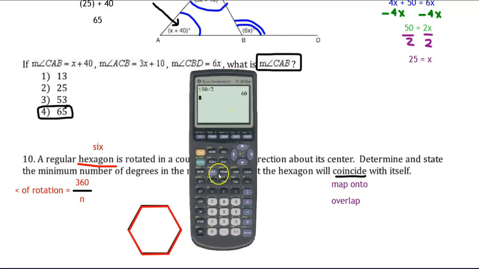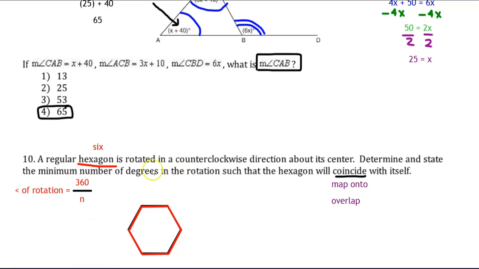Let's move this over so you can see the whole thing here. So we're going to do 360 divided by 6. That should be equal to 60 degrees, right? So every 60 degrees I turn this thing, I'm going to map it onto itself. So we're looking for the minimum number of degrees. Well, that means if I turn it by 60 degrees, it's going to give us the hexagon coinciding with itself, mapping onto itself, overlapping on itself. So this here is the answer to this question.